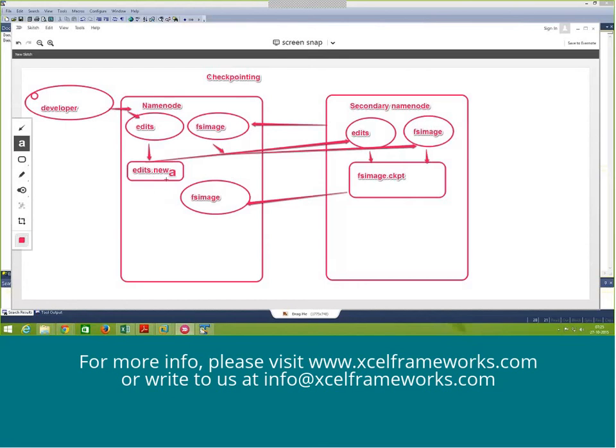Once the bigger FS image has been copied back here, your edits.new will be rolled back into your edits file.